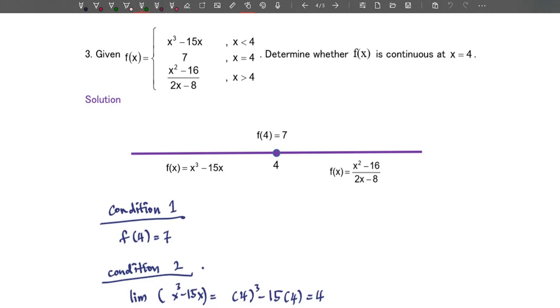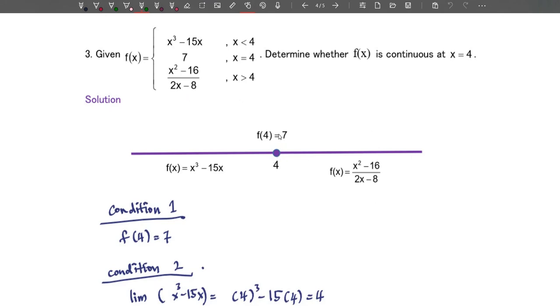Okay, in this example given to us, this piecewise function, we need to determine whether f(x) here is continuous at x equal to 4. Like I mentioned earlier in the previous video, I would prefer if you can draw the number line for the piecewise function, unless you are very clear with all the inequalities, then it is fine. If you are still unsure, it's better for you to draw the number line.